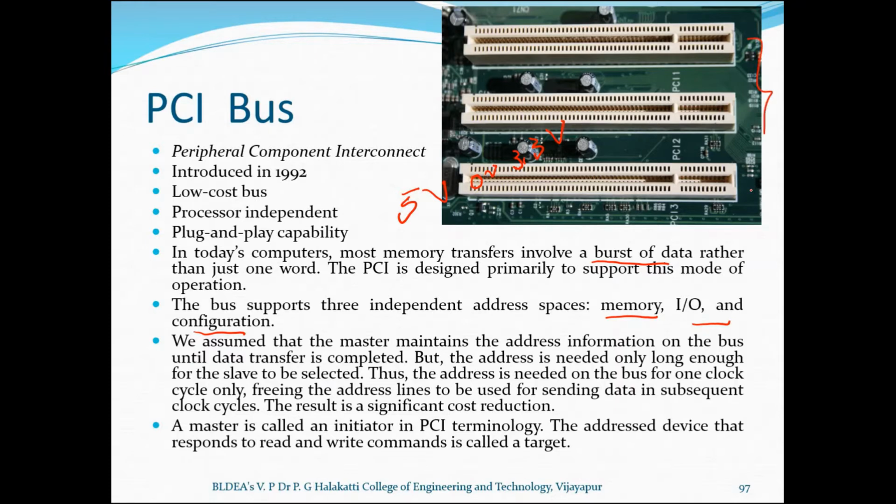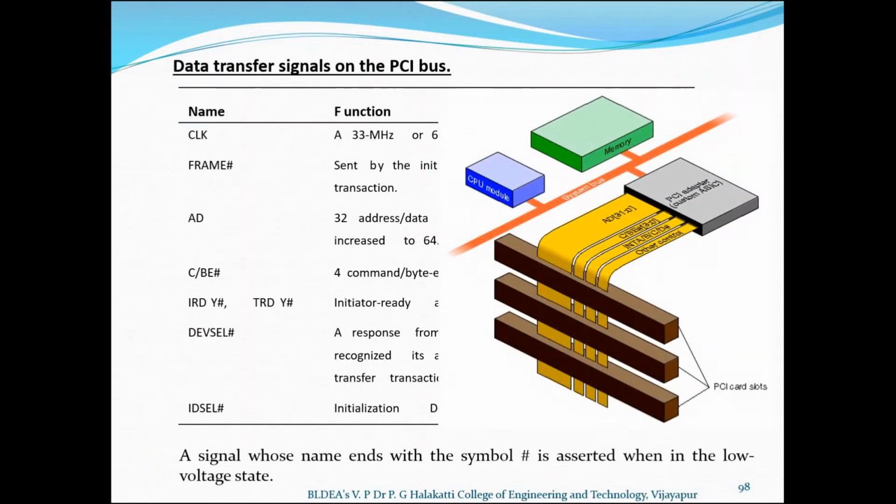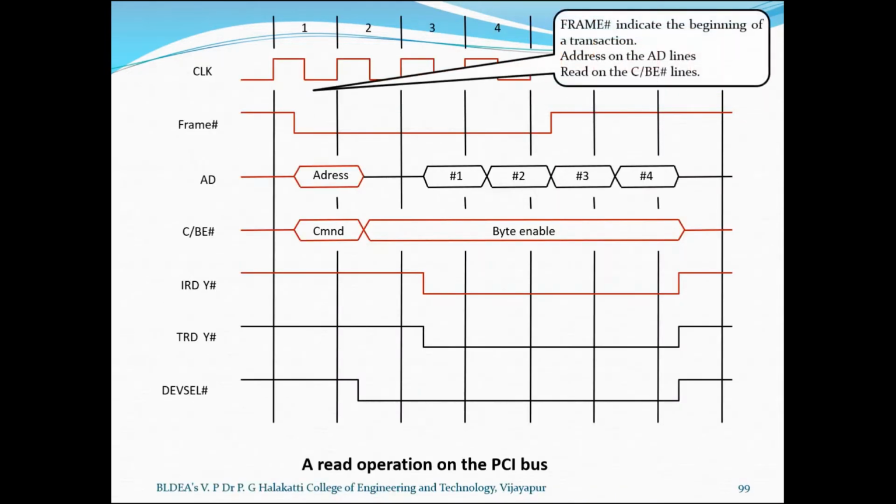This is the diagram for showing the PCI slot. This is how it will be connected diagrammatically if you see here. So let's see, using a timing diagram, how a read operation on the PCI bus is going to take place. Now the functioning of the PCI bus is the same as that of a multiple bus architecture.